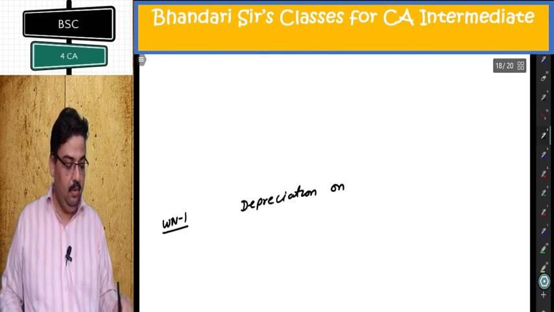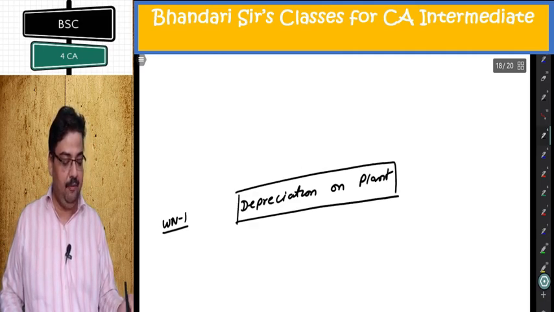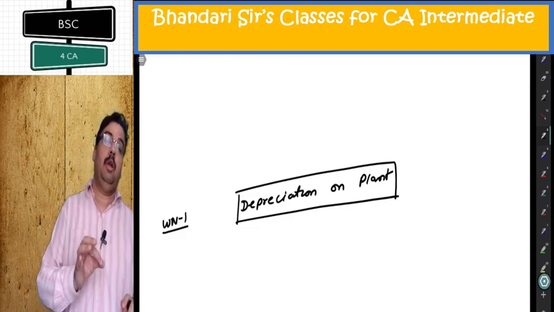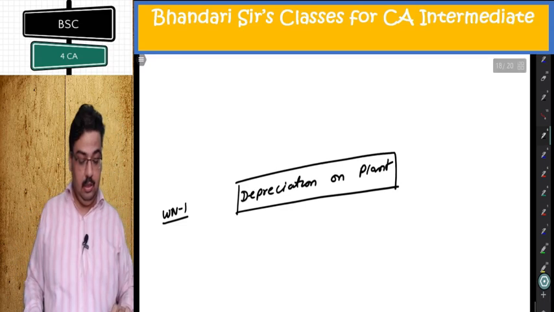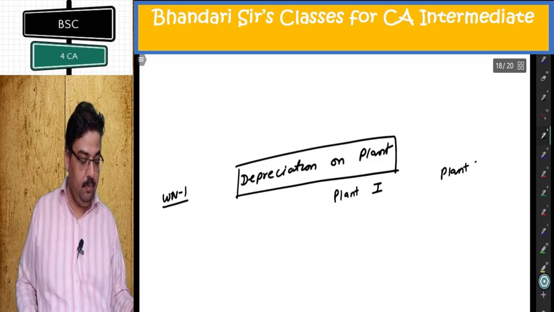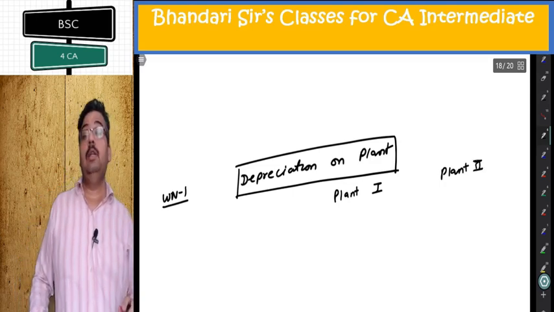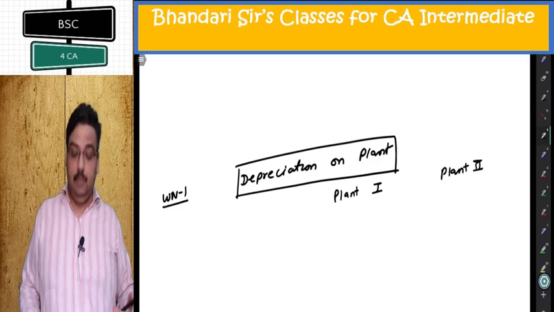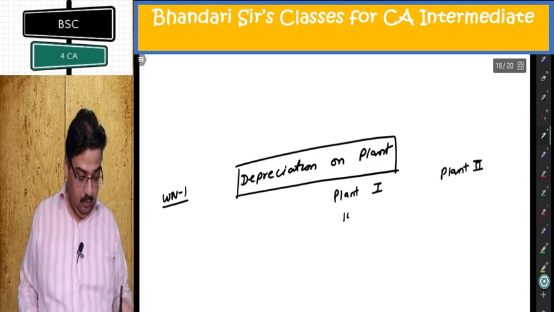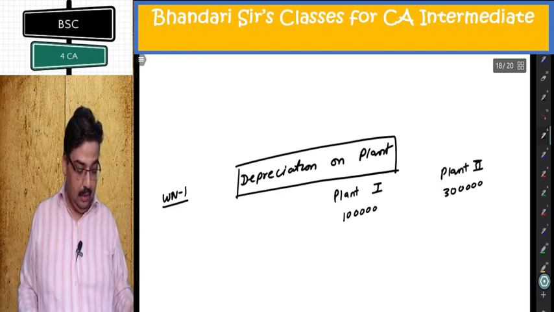Depreciation on plant. I'll make it very comprehensive so that I get the figure of contract account also, memorandum contract account also in this working note only. I make two types of plant. Plant 1, plant 2. Are there two plants in the question? No, there is one plant only. I am going to make it two ways. Plant 1, 1 lakh. Plant 2, 3 lakh.